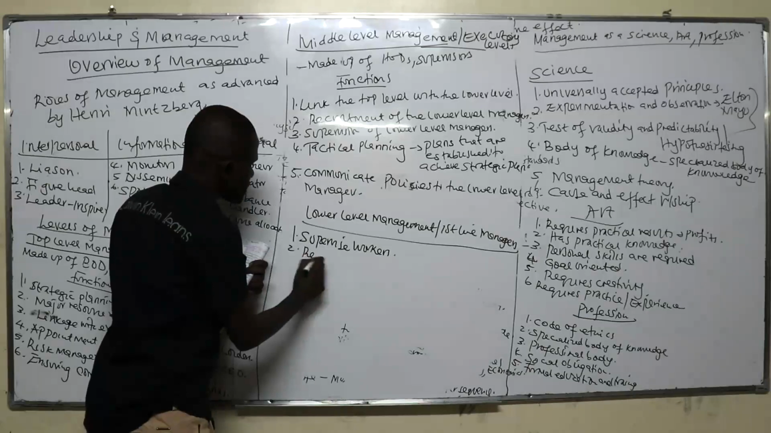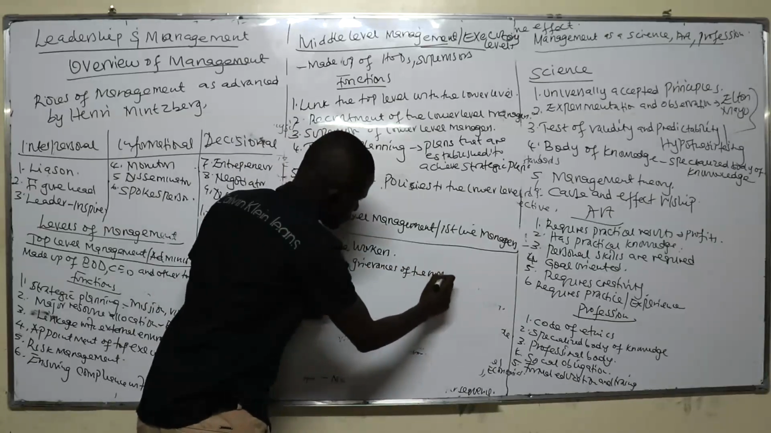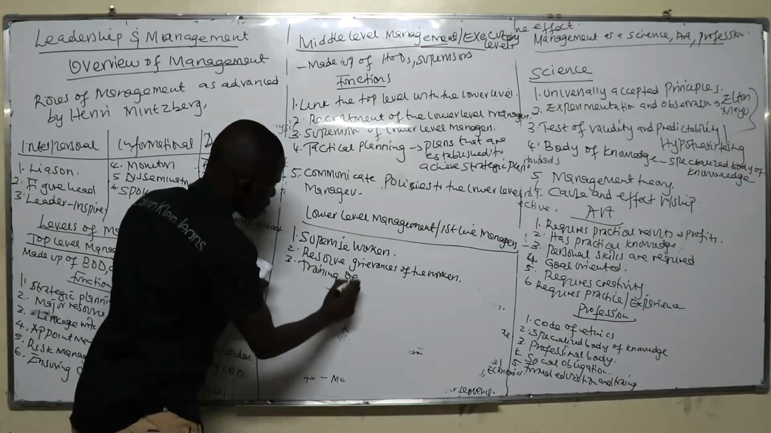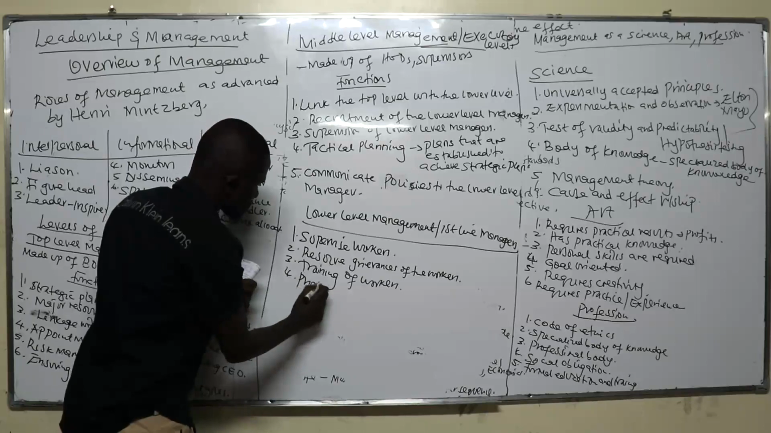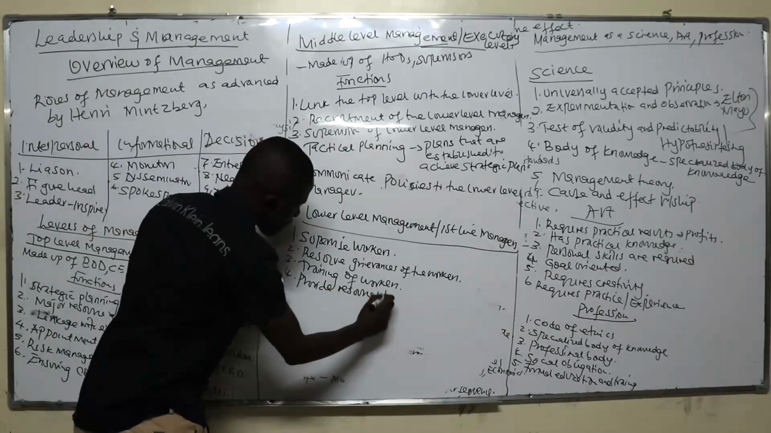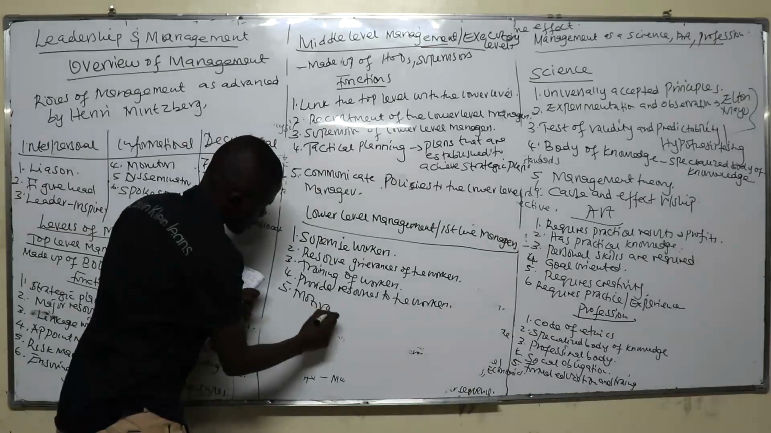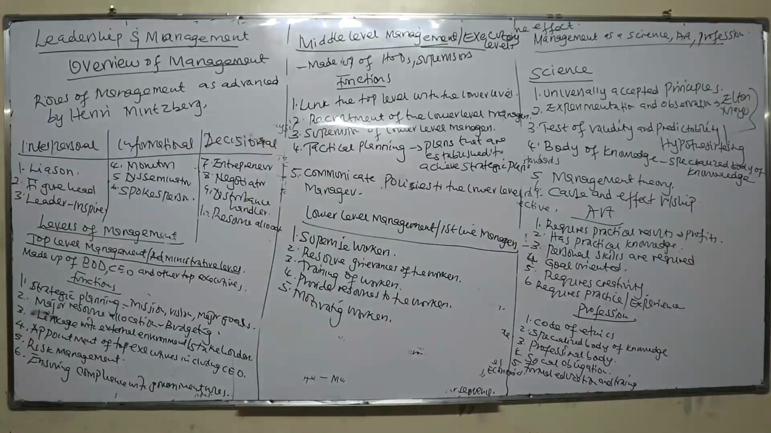then resolve grievances of the workers, 3 is training of workers, 4 is to provide resources to workers, equipment, among others, motivating workers. So those are the functions of the lower level managers. Are we together so far? Yes?